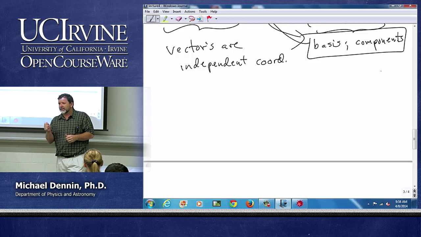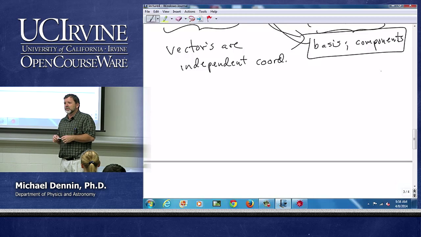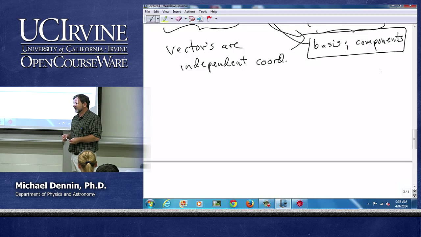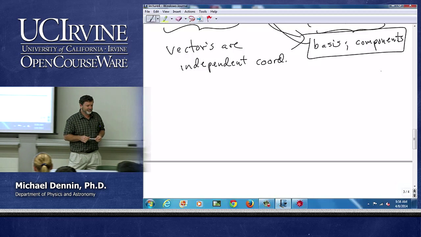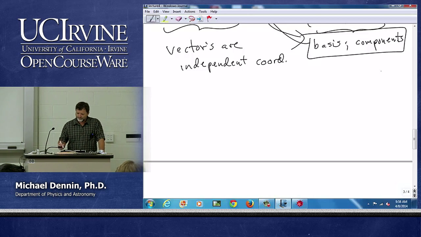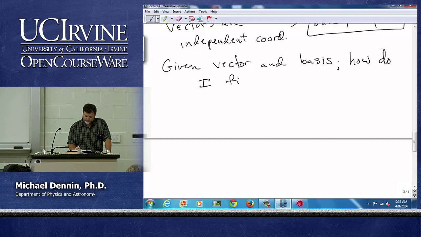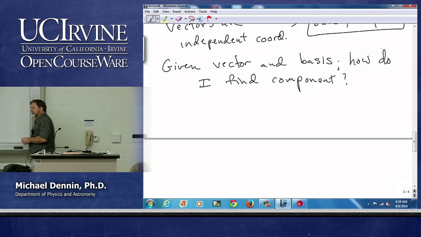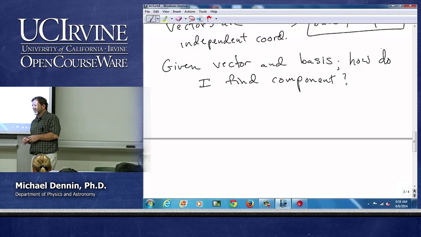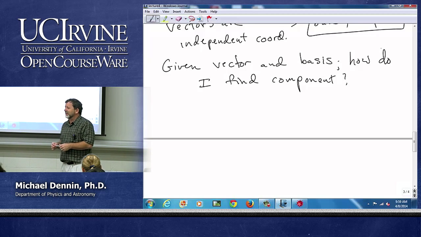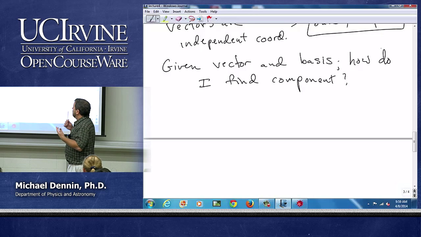So talk to the people next to you. You're kind of spread out. Find someone next to you. How do we find components? What is the key mathematical step? I'll give you a hint. It's one of the two most important ideas in the course. So how do we find, given a vector and a basis, how would we find a component?